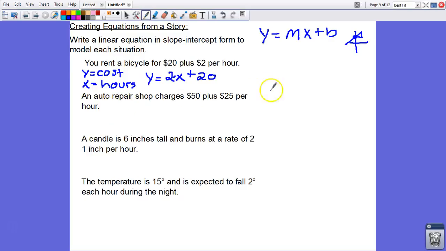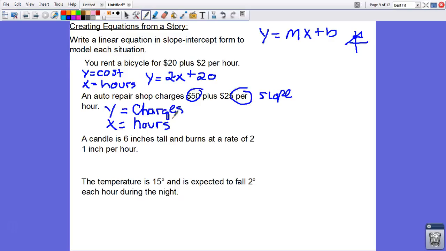Then an auto repair shop charges $50 plus $25 per hour. So the slope is that per, right? And $50 must be the flat fee. What are charges? Y is going to be the total charges, right? Because it's dependent. Y is the dependent variable. It's dependent on how many hours people work on your car, right? So X is the hours again.